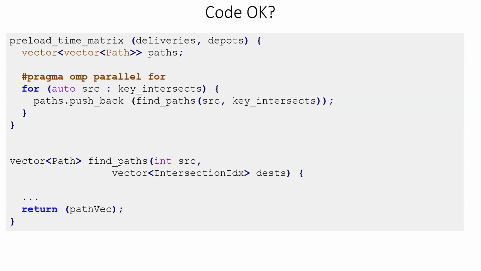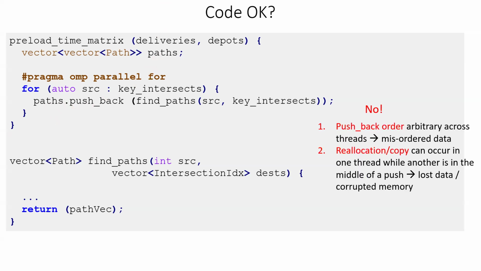Like what we're seeing in the print. It's not printing in the same order. It's not pushing back in the same order, so your from IDs are messed up. Yeah. It's misordering data, and reallocation or copying can occur in one thread while another is in the middle of a push, so it could corrupt your memory.